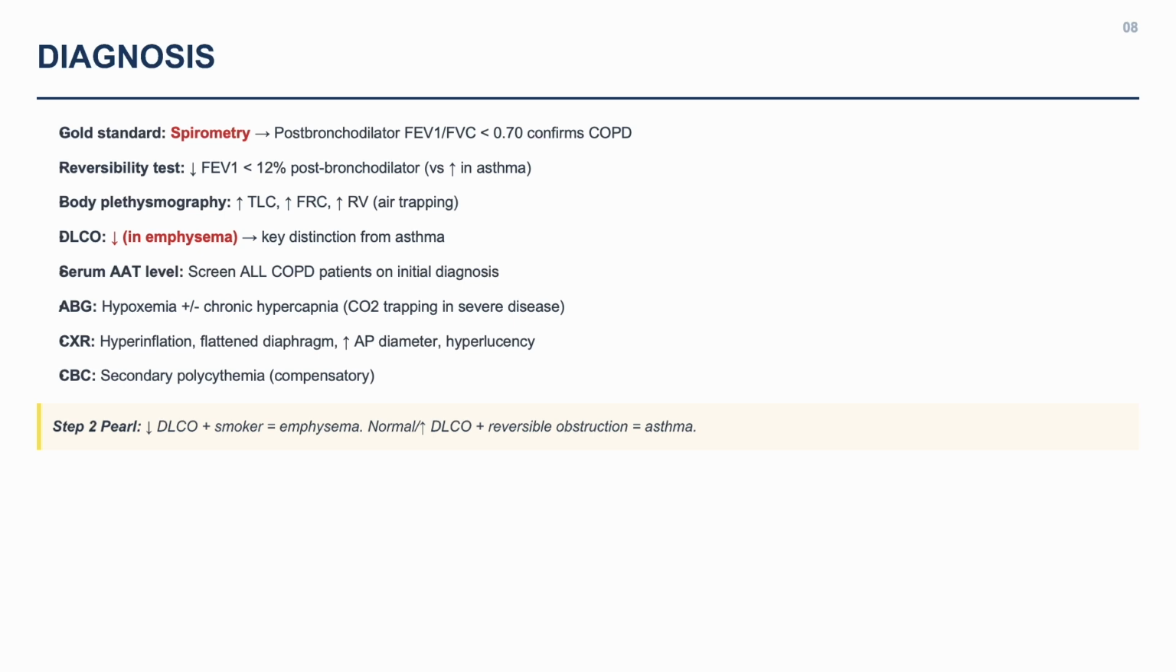Always check serum alpha-1 antitrypsin level on initial diagnosis. ABG may show hypoxemia with or without chronic hypercapnia. Chest X-ray shows hyperinflation, flattened diaphragm, increased AP diameter, and hyperlucent lung fields. CBC often shows secondary polycythemia as a compensatory response to chronic hypoxemia.